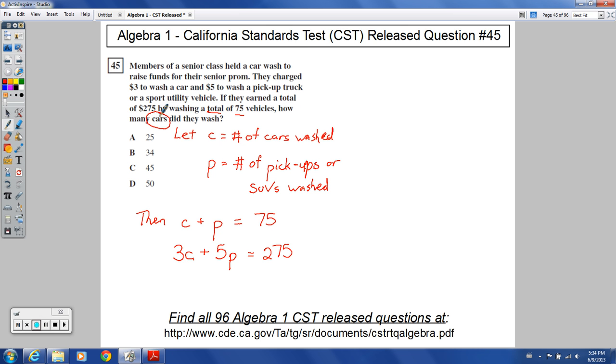So how many cars did they wash though? So might as well solve for C and not P. We could use substitution here. We could solve one of these for C or P and plug that in. But like 43, an easier way is the linear combination way, where we're going to take one of these equations or both and multiply them by something. In this case, I'm just going to take one equation and change it. I'm not going to change this bottom one.